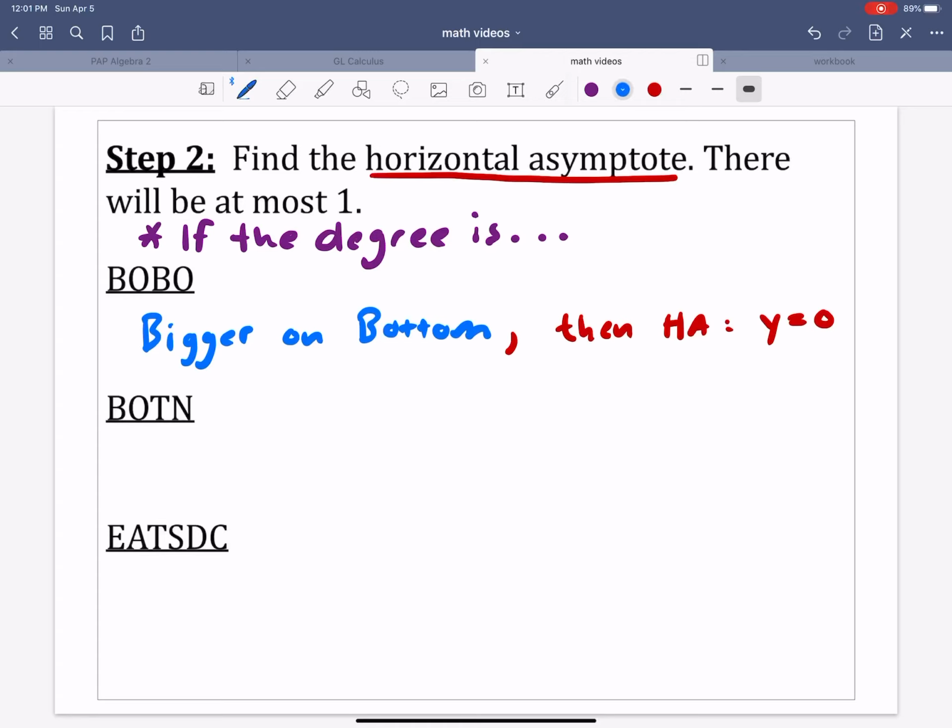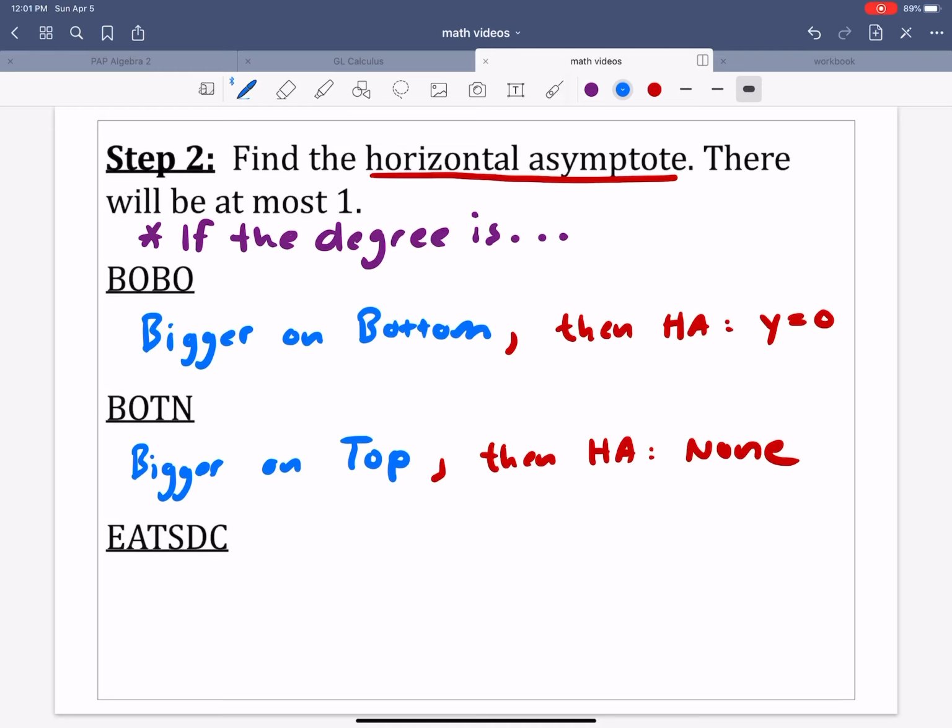Now the next one, BOTN. Remember the same question we're asking every time. If the degree is bigger on top, so larger on the top than on the bottom, then the horizontal asymptote doesn't exist. There isn't one. Bigger on top, none, is what that acronym stands for. It's non-existent.